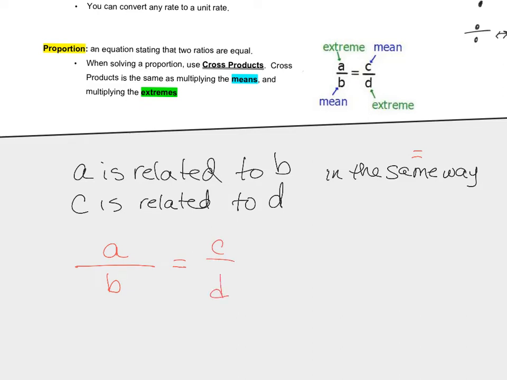Cross products means that you cross multiply. This is an equation, which means that when you cross multiply, you're going to get an equation. A times D must equal B times C. This is used when you're trying to solve for an unknown quantity.